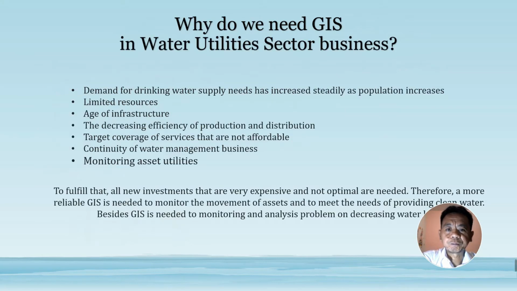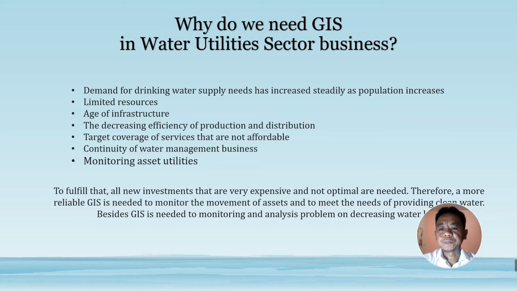So, GIS in this water utility sector business. Why do we need GIS? First, demand for drinking water supply increases steadily as population increases. The second is limited resources and a lack of infrastructure. Then the decrease in efficiency of production and distribution.